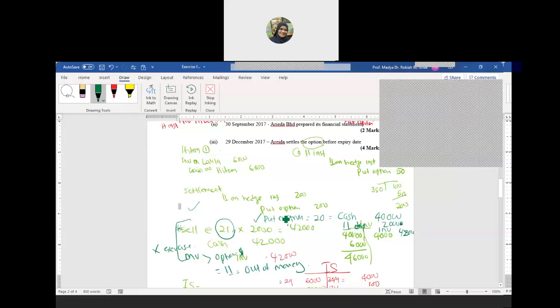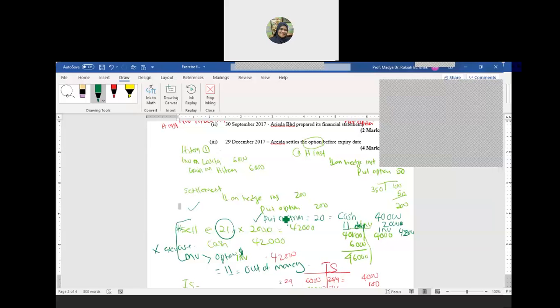So once you exercise the option, you need to sell at the option price, which is 20 ringgit. The amount of cash that you can receive here is 40,000. So it's not wise to exercise the option because the market price here is 21. If you exercise the option, you're going to have a loss of another 2,000.